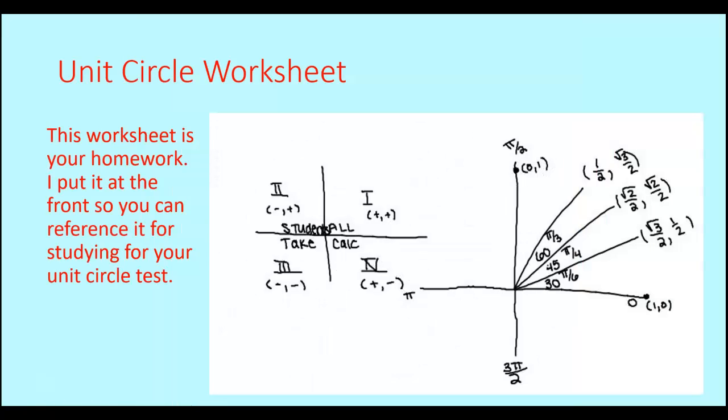So I have a worksheet that I'm going to print for you tonight. It will be part of your homework. It's just going through all those unit circle values because our textbook doesn't do it. But like I said, it's so critically important in here.